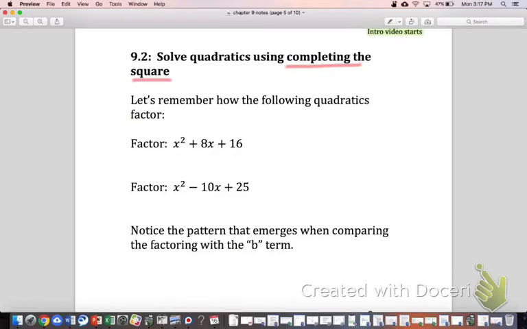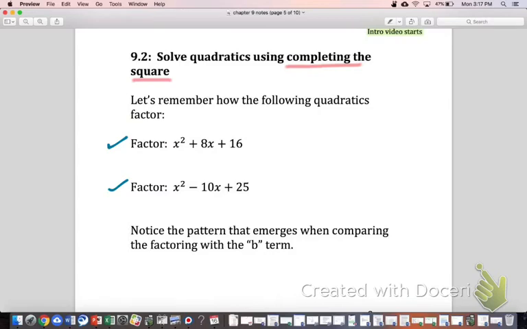So in order to do this, let's remember how we factor certain types of quadratics. I'm going to encourage you at this point to pause the video and try these two examples where you're factoring. Once you've gotten those factored, push play again, and you can see what resulted.